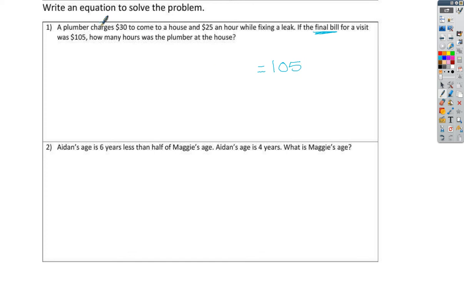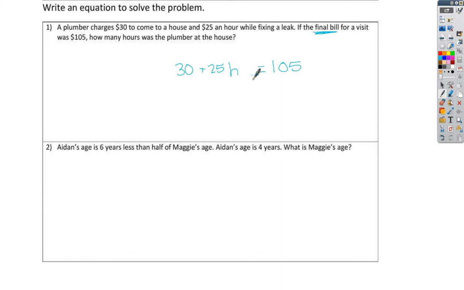Now it says the plumber charges $30 to come to a house. So we know we have to pay $30 no matter what, because even if you want him to come to your house, you have to pay that $30. The next part is $25 an hour. So we have to pay $25 an hour, but do we know how many hours he is at our house? No, so that's our variable that we need to solve. So our variable will be h.